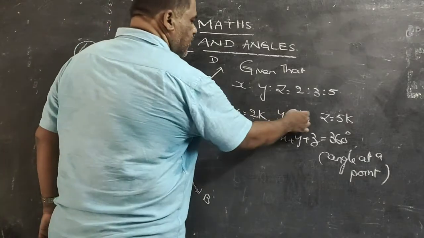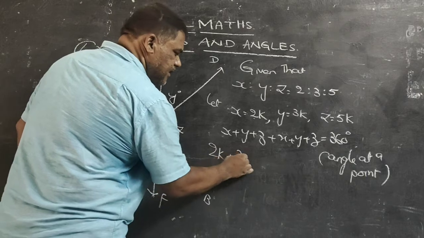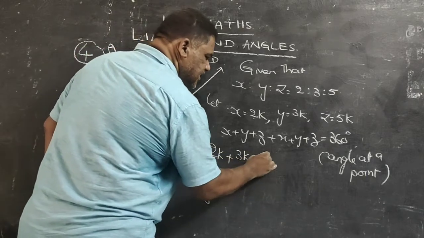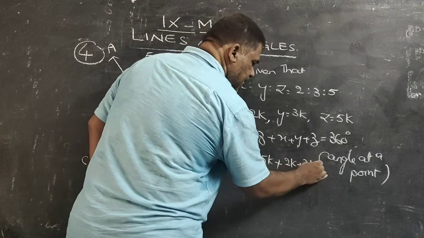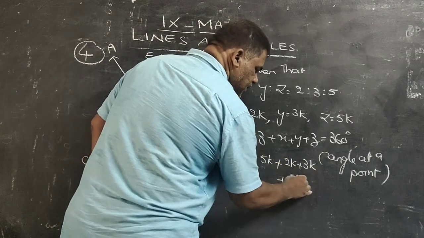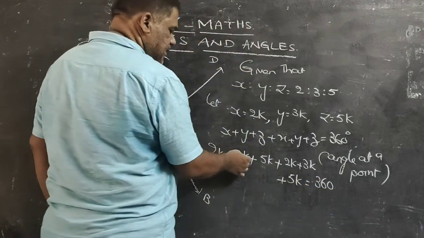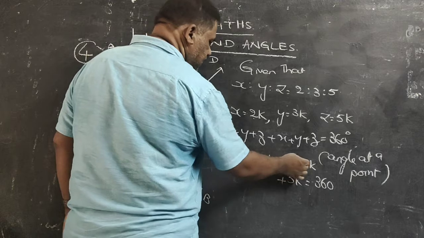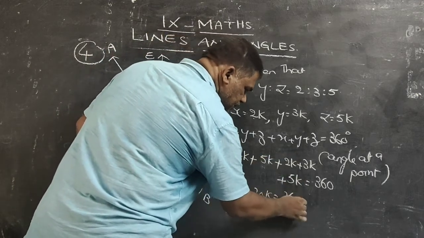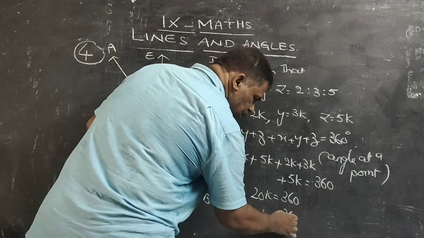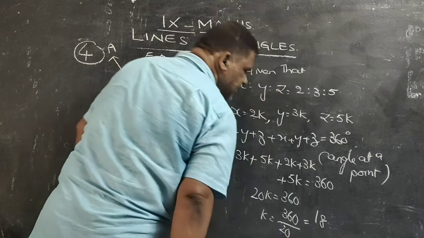Here you substitute what you have supposed. x is equal to 2k, y is equal to 3k, z is equal to 5k. The x value is 2k, plus 3k plus 5k. This sum is 360 degrees. 2k plus 3k plus 5k is 10k, plus 10k. 20k is equal to 360 degrees. So k is equal to 360 by 20. So the k value is 18.